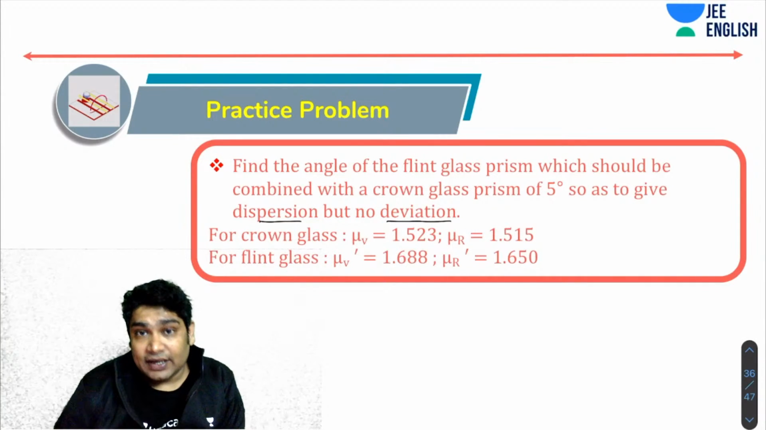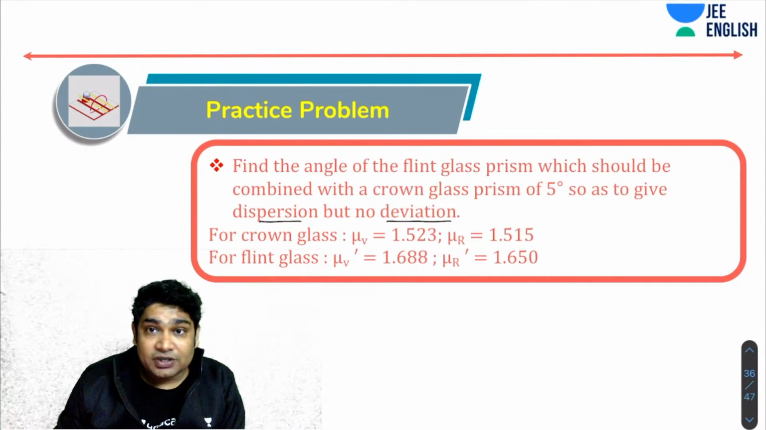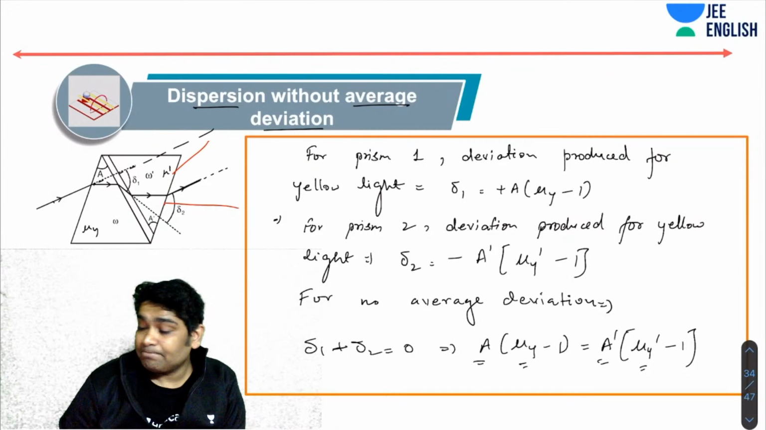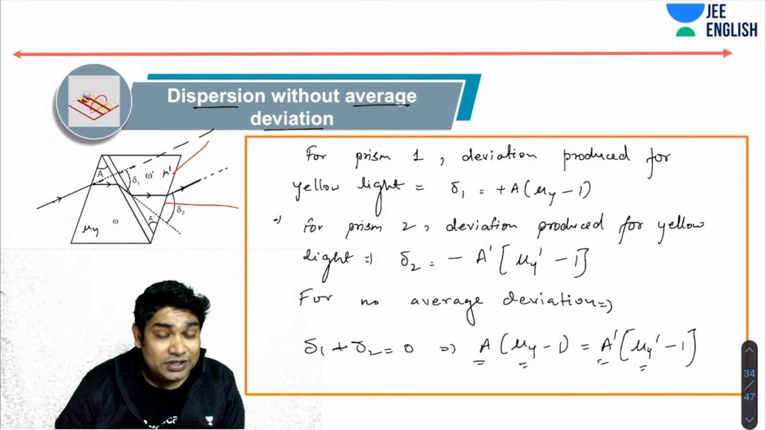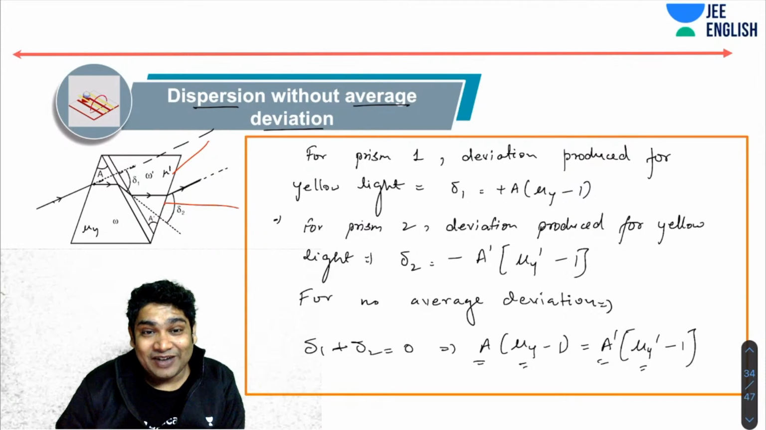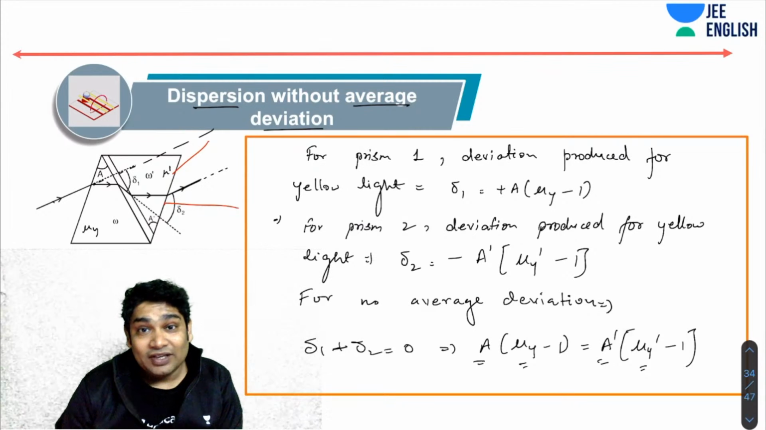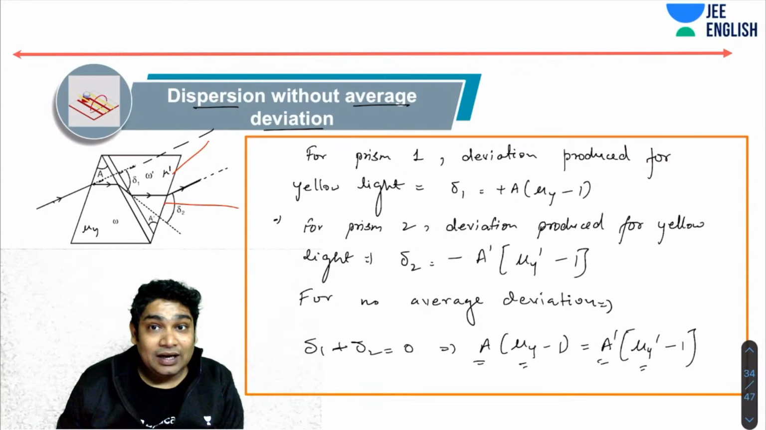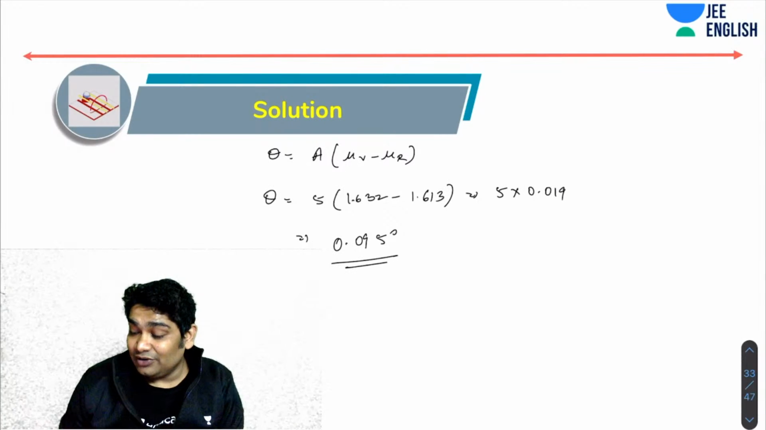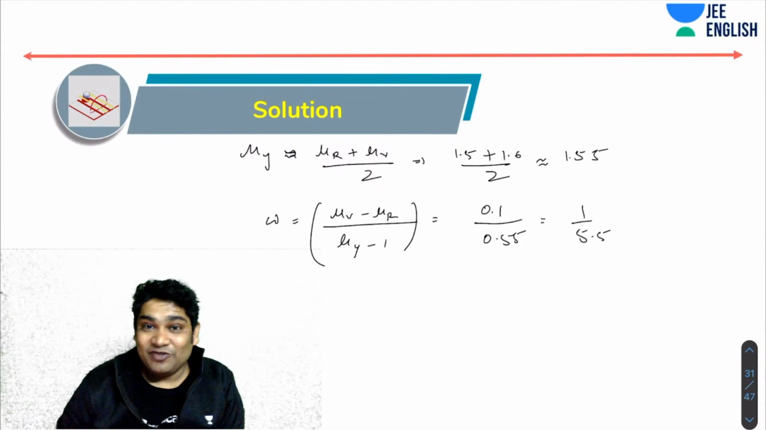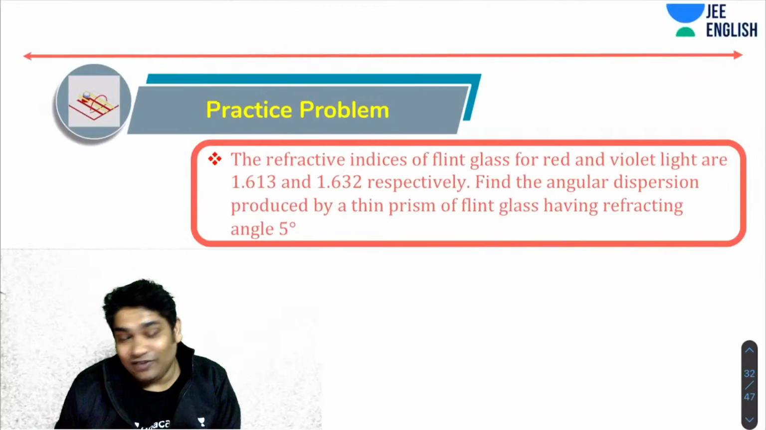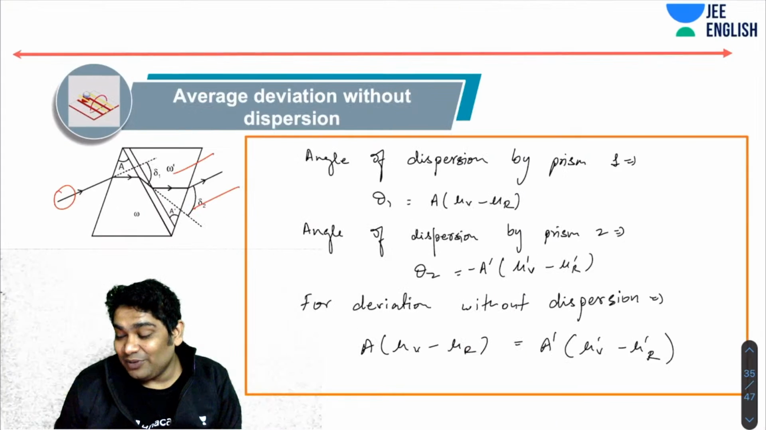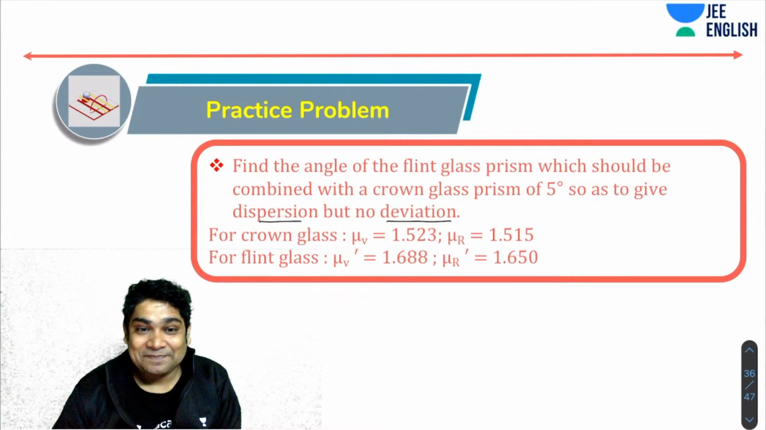So you realize I just told you that the condition for dispersion without a deviation is this. This is dispersion without a deviation. Now, instead of yellow light's refractive index, you've been given the refractive indexes of violet and red. If you remember, this is how you find the refractive index of yellow. The refractive index of yellow would be the average of the refractive indexes of the red and violet. That should help you with this question.